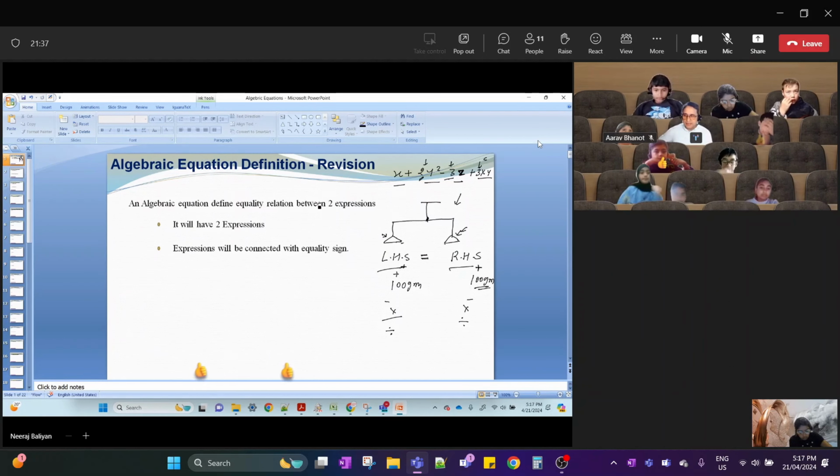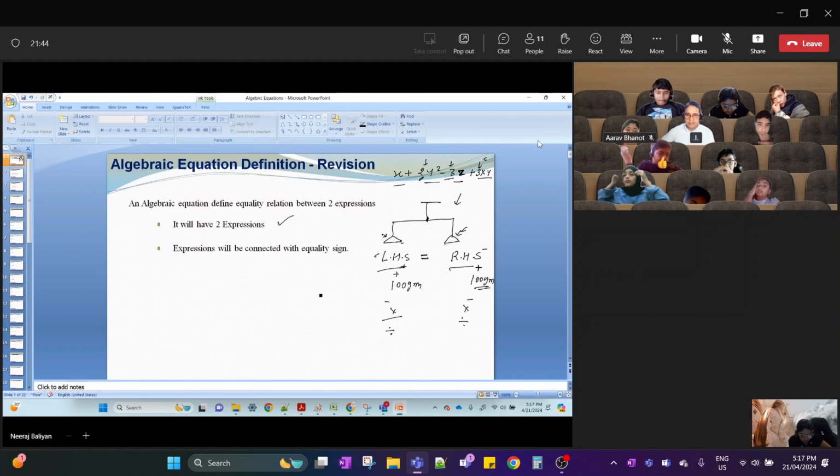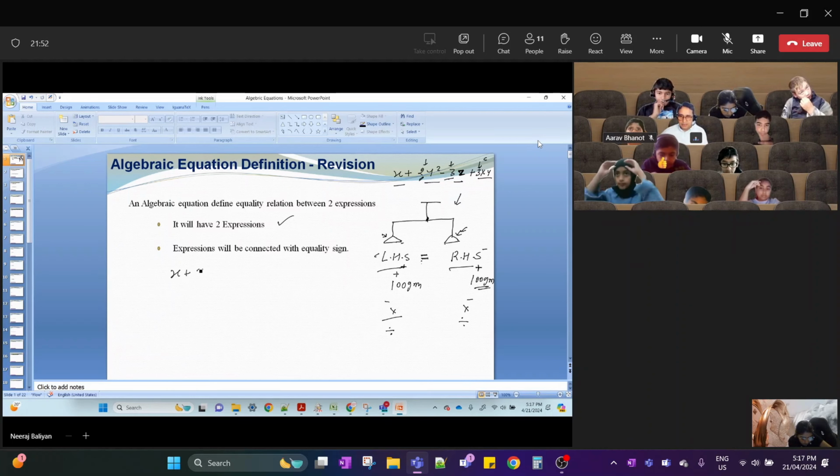So here is the definition of an equation. An equation has two expressions. One is on the left hand side, one is on the right hand side. And both expressions are connected with an equal sign. For example, let us say we have the equation x plus 2 is equal to 5.